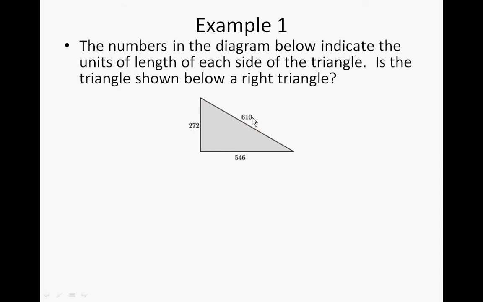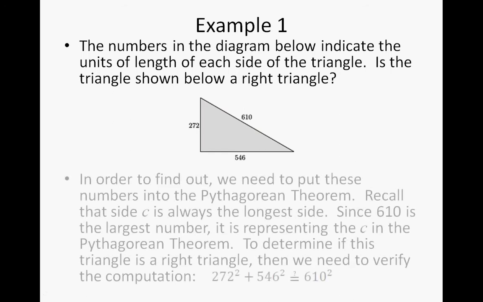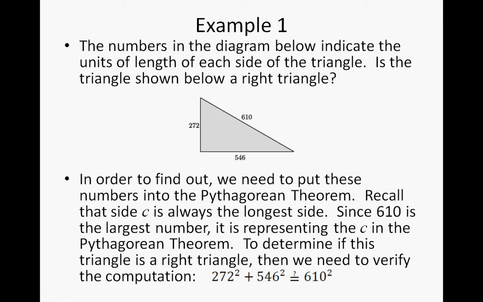But is this a right triangle? It might look in the picture that it is, but notice there's no square here, so we have to prove that it is or is not. So in order to find out, we need to put these numbers into the Pythagorean theorem. Recall that side C is always the longest side, so since 610 is the largest number, that needs to be representing side C in the Pythagorean theorem.